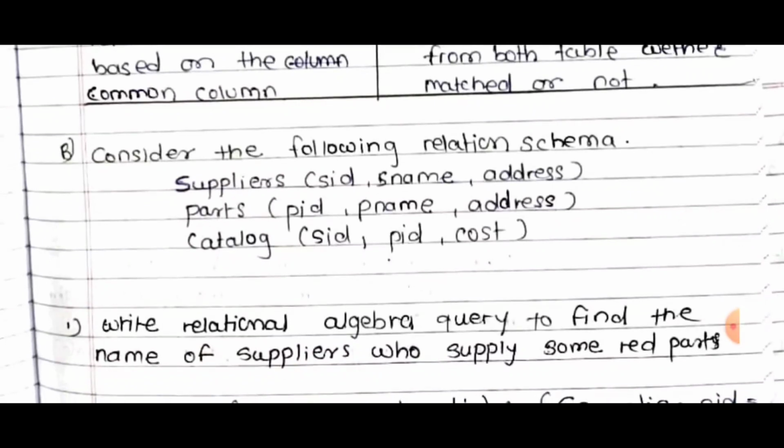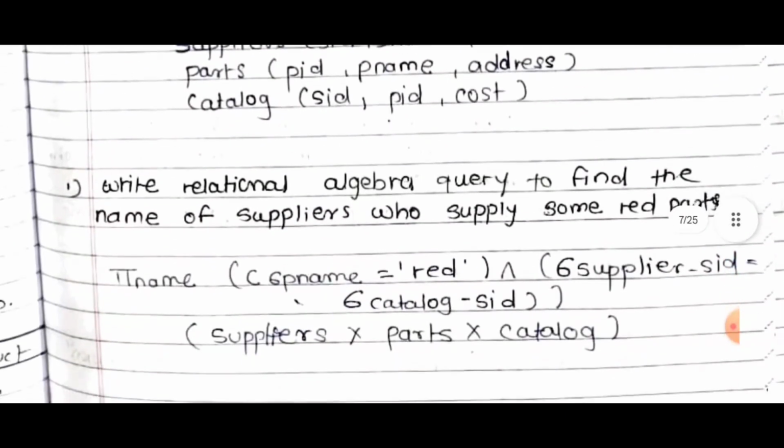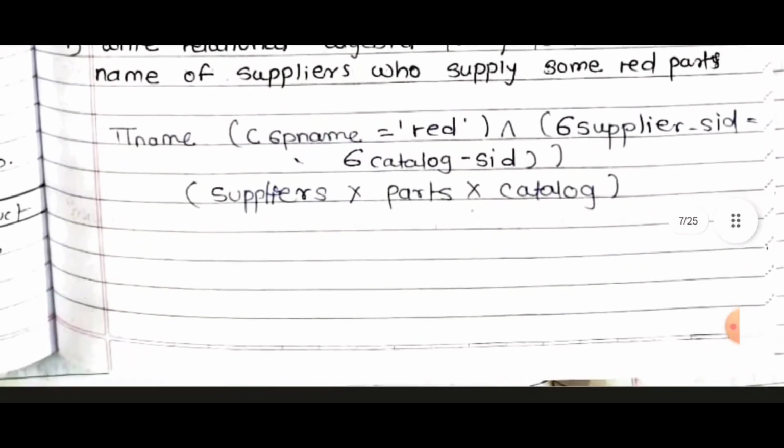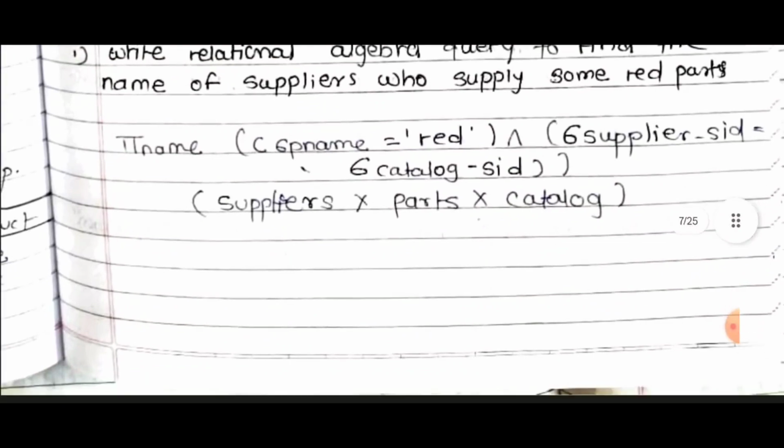We consider the following relation schema. Write a relational algebra query to find the names of suppliers who supply some red parts. This is the algebra query.